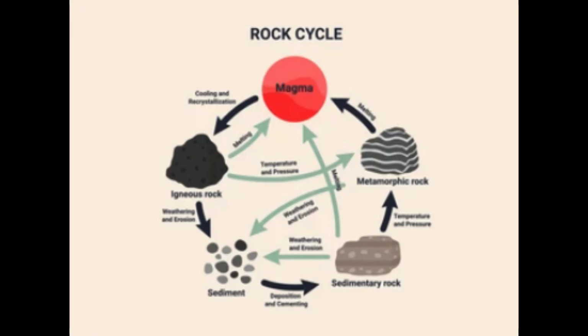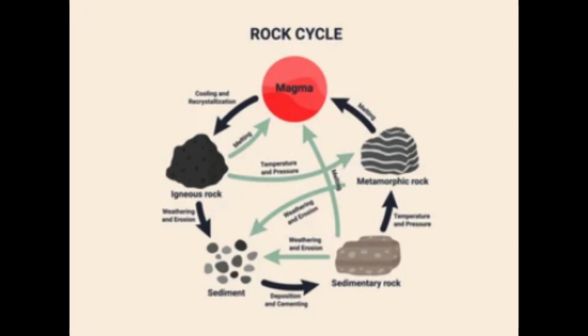Cementation. This is the process by which sediments are cemented together by natural minerals, such as calcite or silica. Melting. This is the process by which rocks are melted by the Earth's heat, typically in the mantle or in the Earth's crust. Solidification. This is the process by which molten rock cools and solidifies to form igneous rocks. Metamorphism. This is the process by which rocks are transformed by heat and pressure, typically deep beneath the Earth's surface.